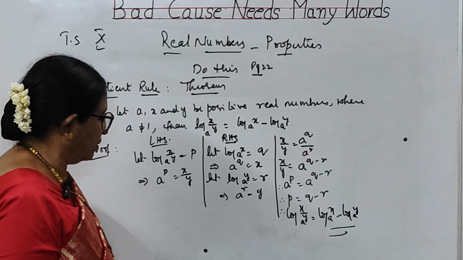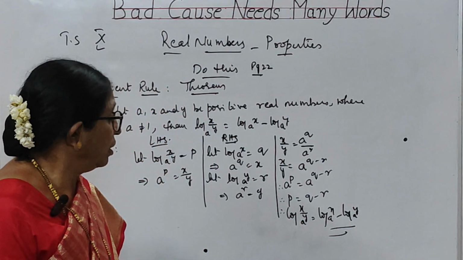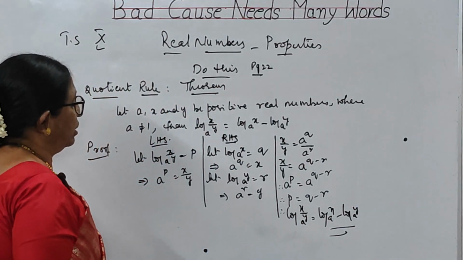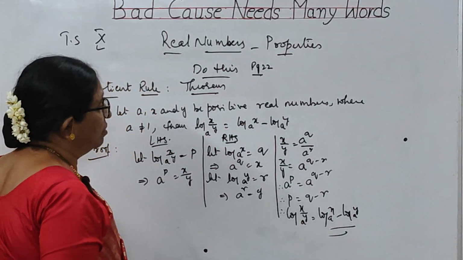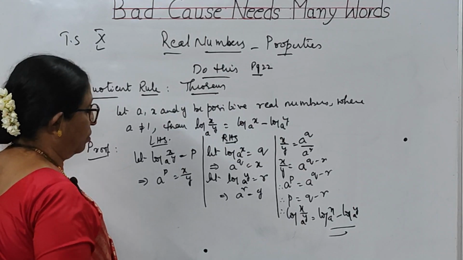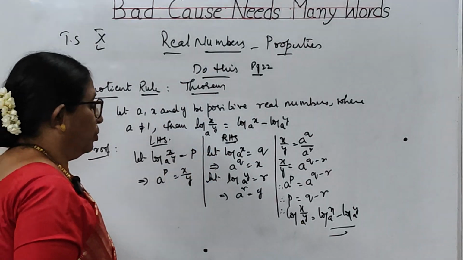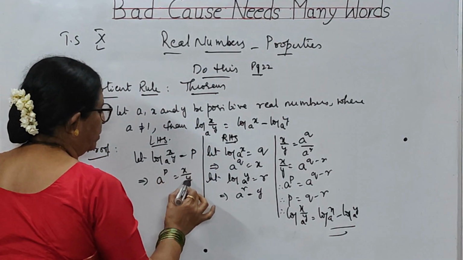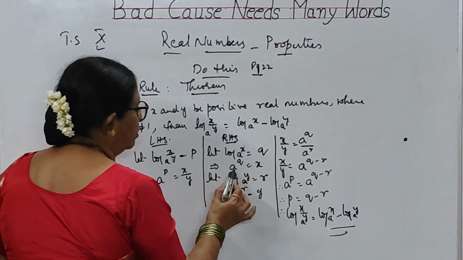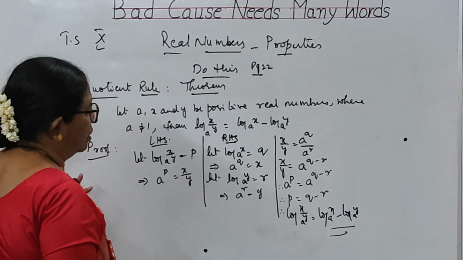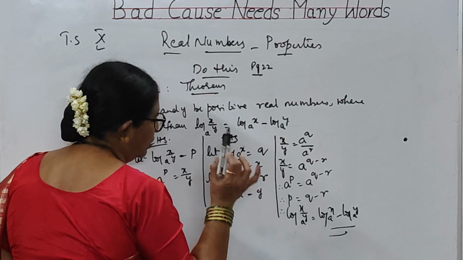The quotient theorem says that let a, x and y be positive real numbers where a is not equal to 1, then log x by y is equal to log x to the base a minus log y to the base a. So, LHS log x by y to the base a, we are considering it as p. So, its exponential form is a to the power of p is x by y, and log x to the base a is equal to q. Its exponential form is a to the power of q is equal to x. Log y to the base a is equal to r. Exponential form a to the power of r is equal to y.